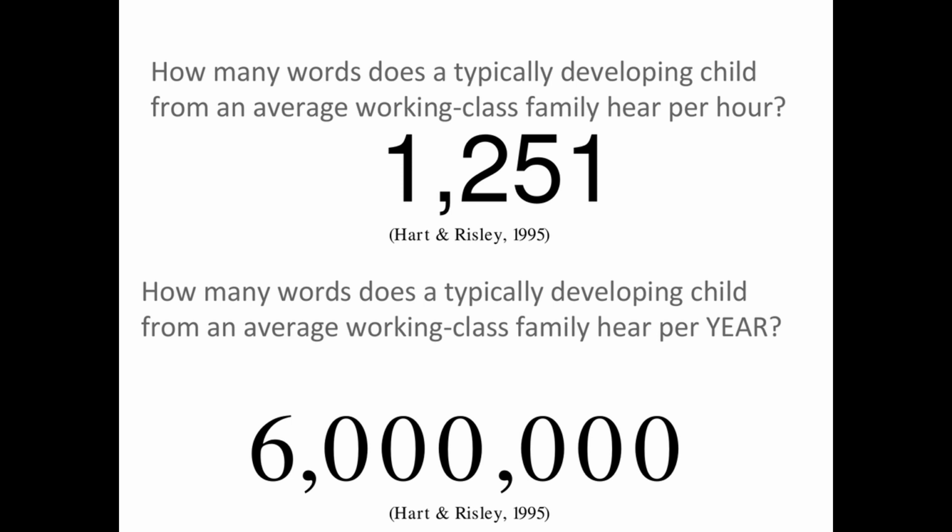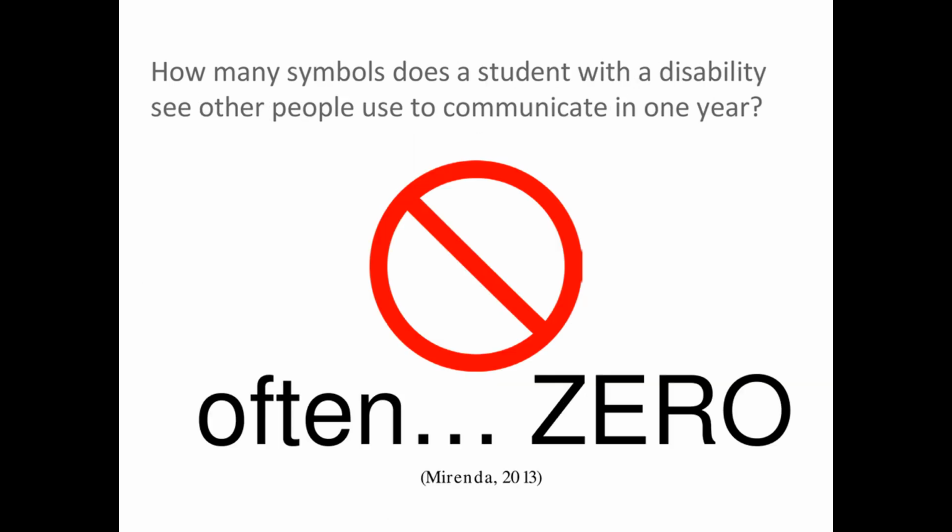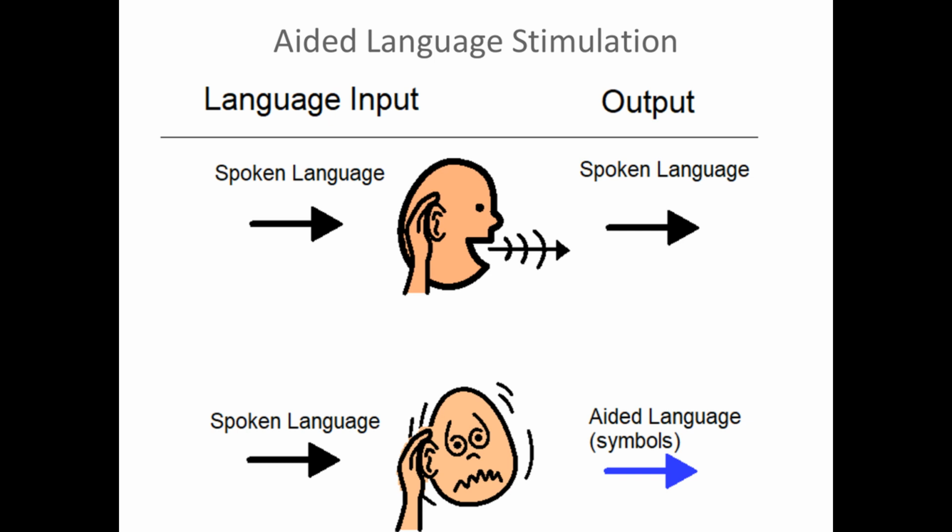So why do we do this? Because a typical developing child will hear over 1,000 words an hour. I mean, that's up to 6 million words a year. And I'm going to the next slide real quick to say how many times does one of our students who uses a communication device, they're hearing things auditorily, but how many times do they get language modeled in their language? How many times do they see symbols being used to communicate? Oftentimes it's not a lot. It's zero.